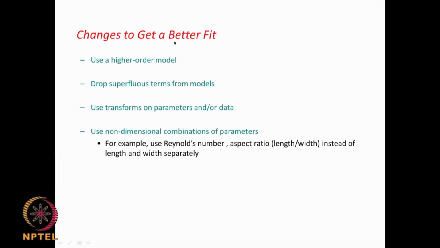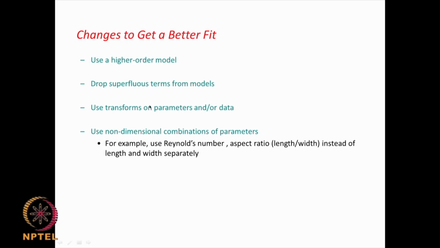So, how do you change the model to get a better fit? Use a higher order model, or you can drop superfluous terms. If you have y equal to a plus bx plus cx squared plus dx cubed, and so on, you can look at those a, b, c, d, e, and if some of them are very small, you can drop them out.